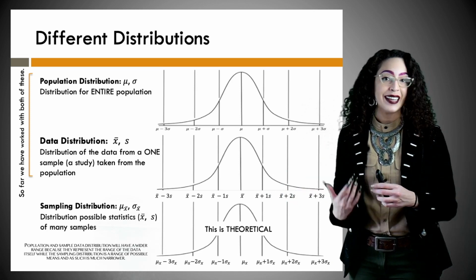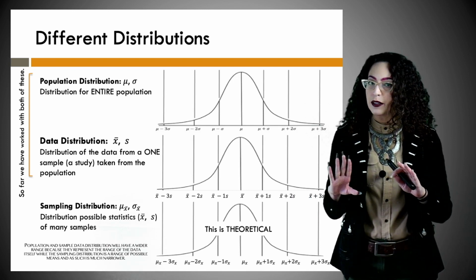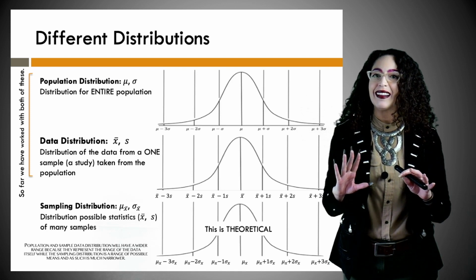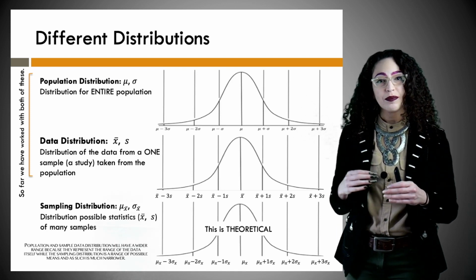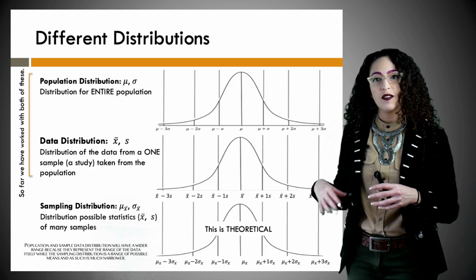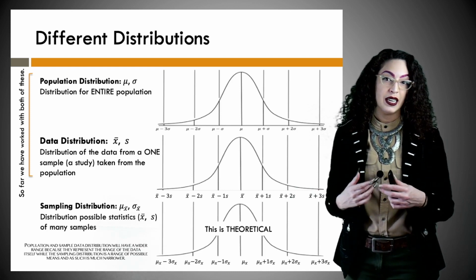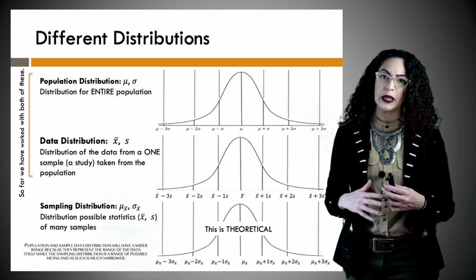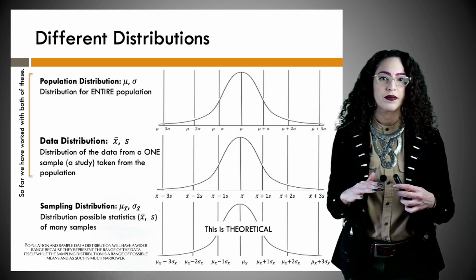This is the sampling distribution. And this is completely theoretical. Yay, theoretical things. But it's incredibly powerful. This one is now a distribution of all the possible statistics of many, many samples. Now that sounds a little weird, esoteric, and very theoretical, but let's keep diving into this.